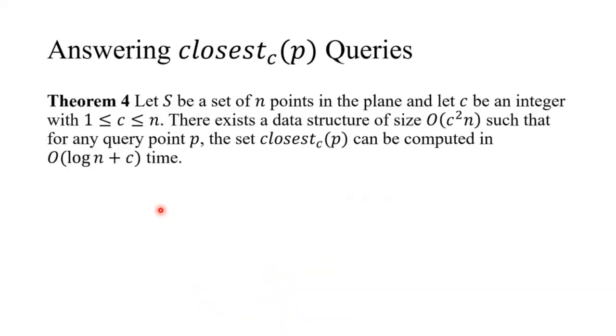Now we have the following theorem stating that if S is a set of n points in the plane and C is an integer between 1 and n, then there exists a data structure of size big O of C squared n, such that for any query point P, the set closest C of P can be computed in big O of log n plus C time.